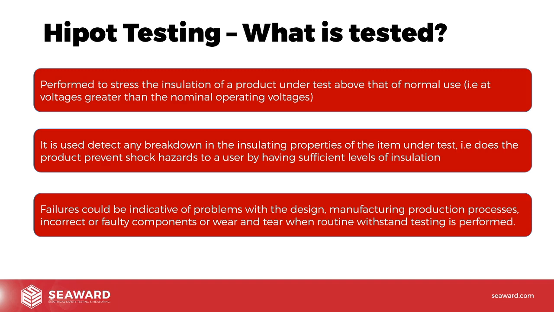So any failures that we do pick up could be indicative of problems with the design. It could be the manufacturing process itself. It could be that we've supplied incorrect components to the product. We've received faulty components from our supplier. Or if we're doing regular testing, it can also highlight where wear and tear on the product has taken over and potentially caused damage.